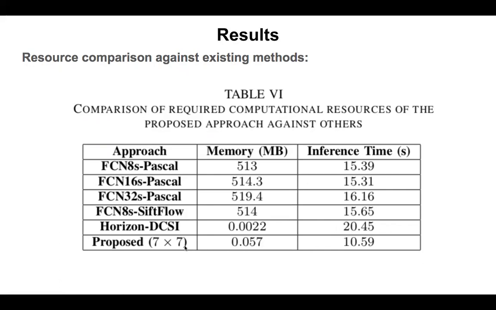So our proposed approach with a 7x7 filter essentially gives you a better trade-off between the memory and the inference time versus the performance. And it is to be noted that a lot of these can be further parallelized, and this is just, you can say, a crude estimate of the time where the implementation is not very efficient.